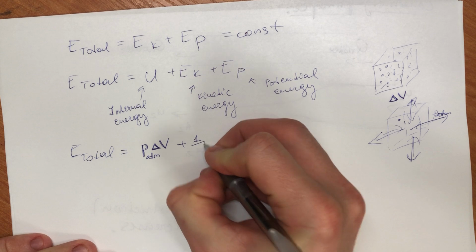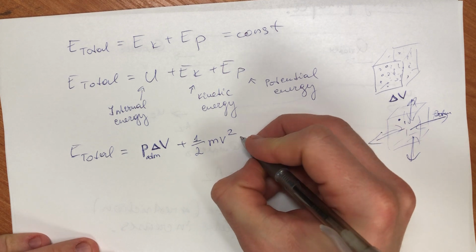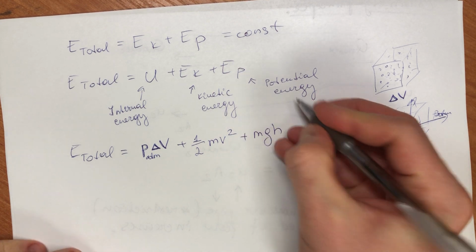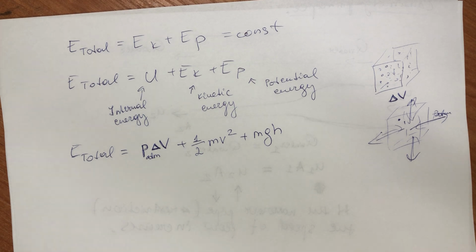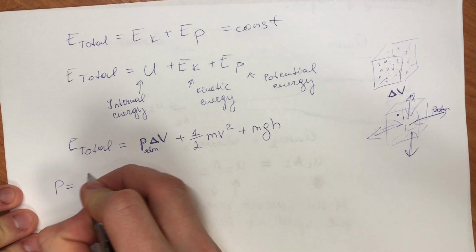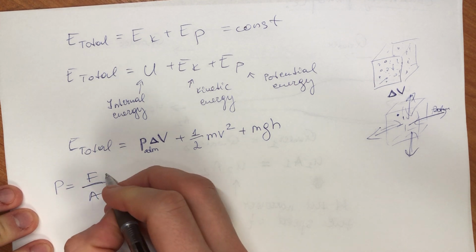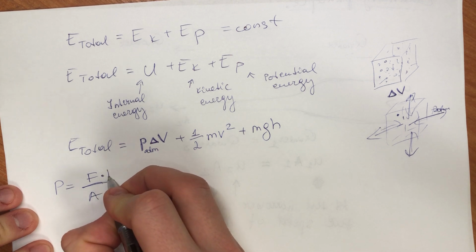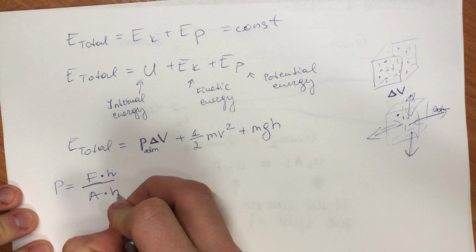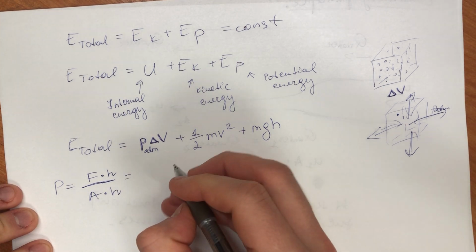And also kinetic energy is half mass times speed squared, and mgh is potential energy due to gravitation. So what you need to do to obtain pressure from energy: if pressure is F divided by area, force divided by area, you can multiply up and down of this equation by h. If you multiply by a constant, nothing happens. So then you can write what?